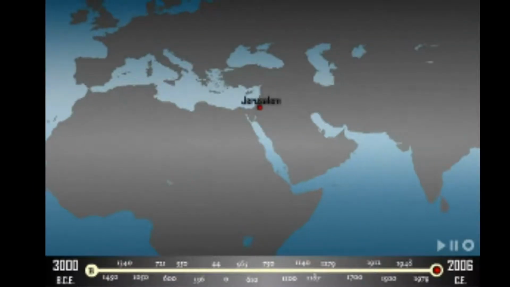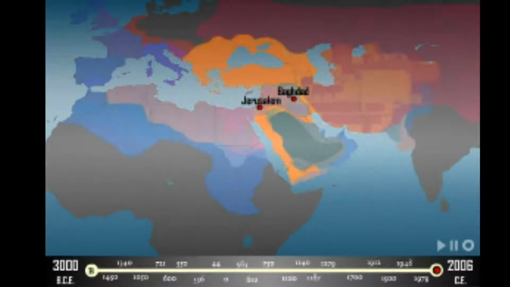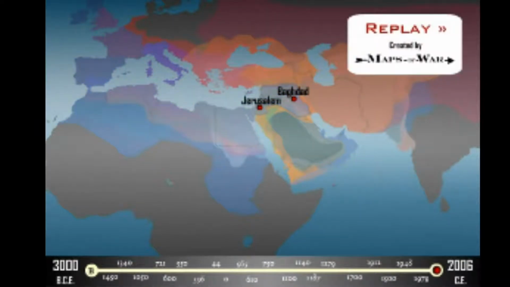So here's the quick little recap. Watch Jerusalem, watch those colors. Look at that. How many empires, how many different groups have taken over that area? Wow. Fascinating stuff. That map was brought to you by Maps of War. I can give you that website if you'd like to go look at it for yourself. I don't know if it plays online anymore. I had to download it, but I appreciate that video.